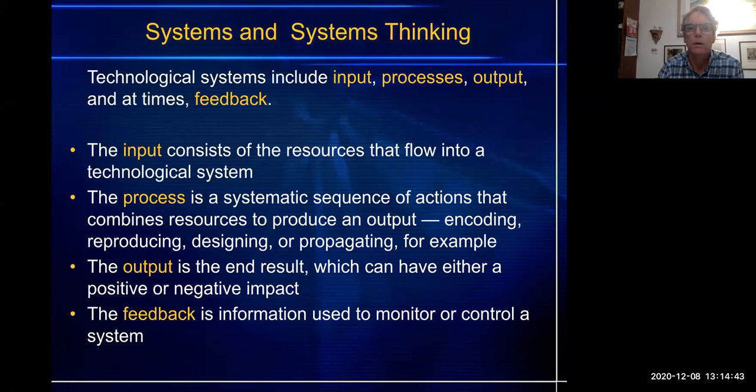The input consists of the resources that flow into a technological system. The process is a systematic sequence of actions that combine resources to produce an output, encoding, reproducing, designing, and propagating, for example. The output is the end result, which can have either a positive or negative impact. Output is just output. The feedback is information used to monitor or control a system.